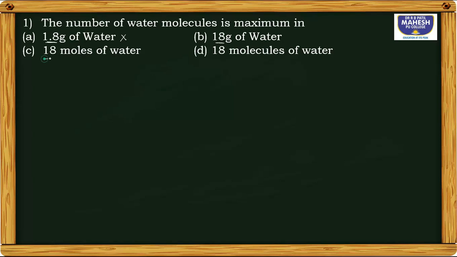Next is 18 moles of water. Students, we know that water has a molecular mass of 18 grams, that means it is 1 mole, and 1 mole has molecules equal to the Avogadro number. Obviously 18 moles of water is going to have a higher number of water molecules than this, hence B can't be the answer. 18 molecules is the least, so D can't be the answer. The correct answer is going to be option C.